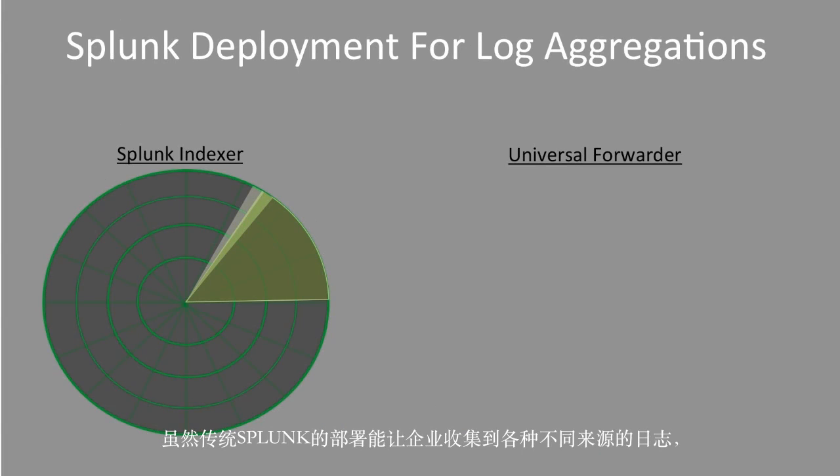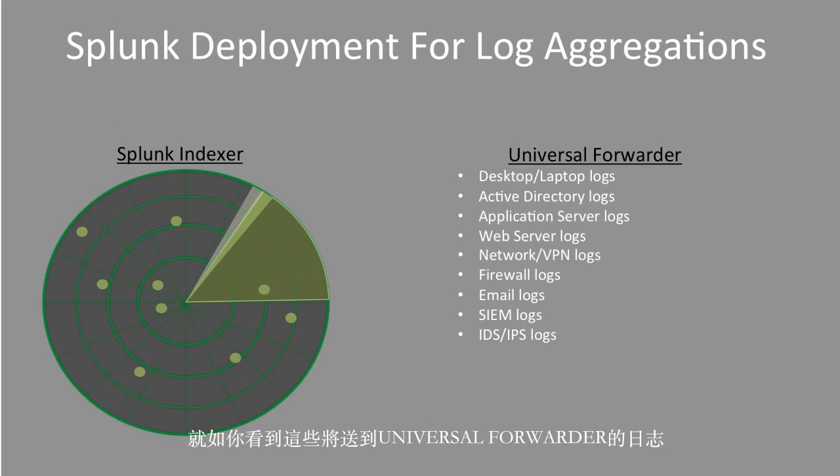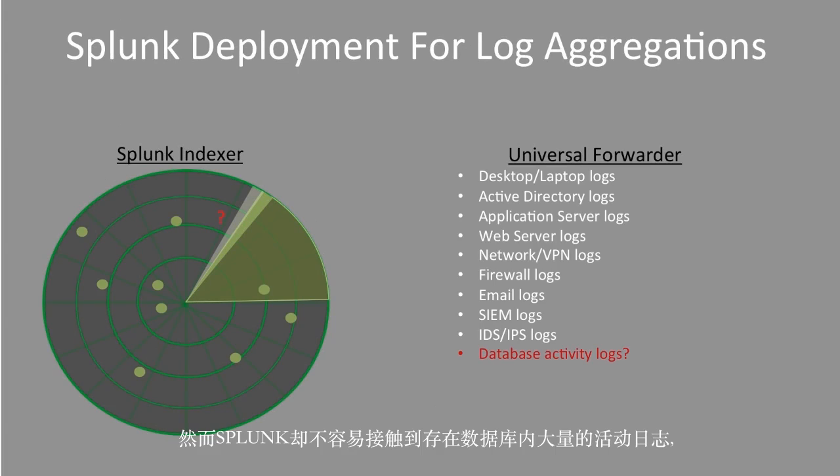Traditional Splunk deployment allows IT enterprises to gather logs from various sources, such as the ones you see here that can be sent to the universal forwarder. However, a major set of logs that are currently not easily accessible to Splunk are the database activity logs. This leaves a gap for database threat intelligence and database risk assessment.